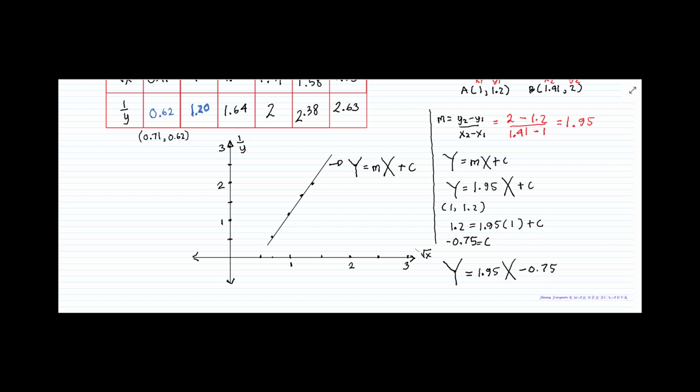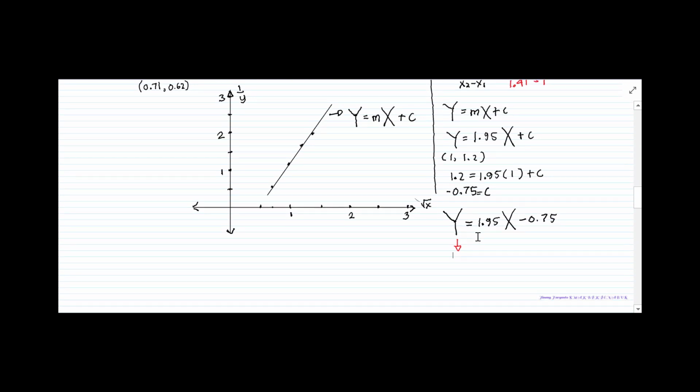After this, you can change the big Y into the given axis. Remember, the y-axis is 1 over y, so we change the big Y into 1 over y, and we change the big X into root x. 1.95 and then minus 0.75. There you go. After this, we have to find a and b, right?